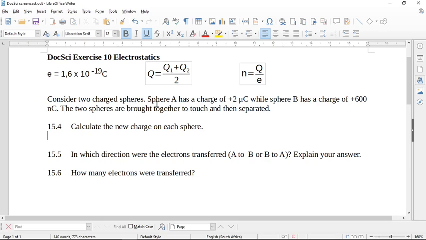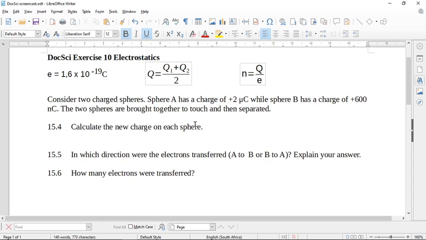Consider two charged spheres. Sphere A has a charge of 2 microcoulombs, while sphere B has a charge of plus 600 nanocoulombs. The two spheres are brought together to touch and then separated. So this is the law of conservation of charge. The charge is going to be conserved. The total amount of charge at the end of the physical process is going to be the same as the amount of charge at the beginning, but the electrons like to even themselves out. So electrons will be transferred from one sphere to another until they have the same charge on both of them. So it says calculate the new charge on each sphere.